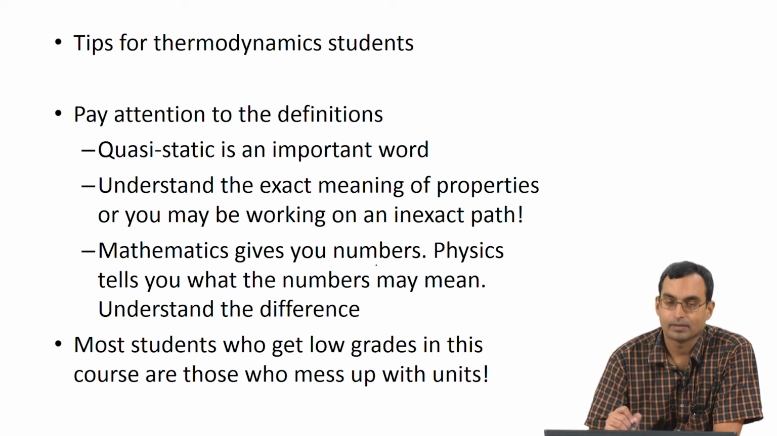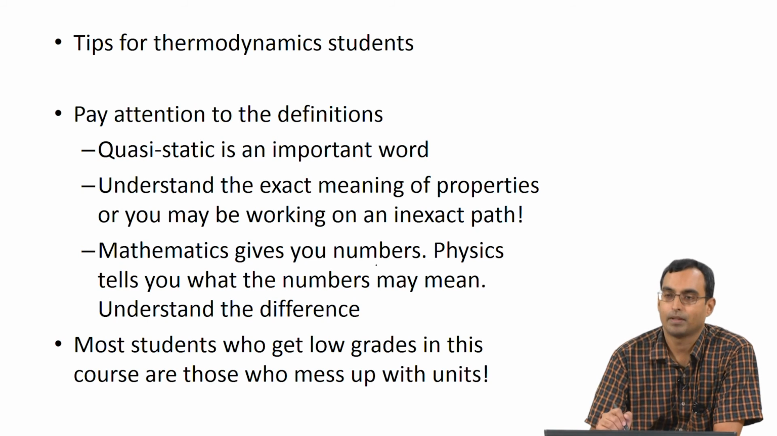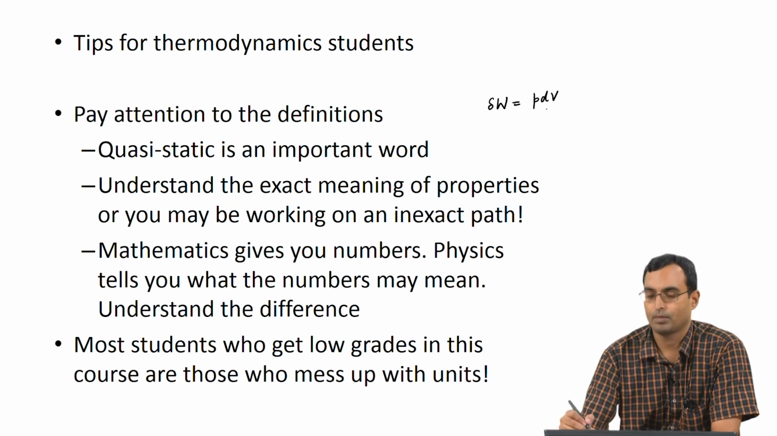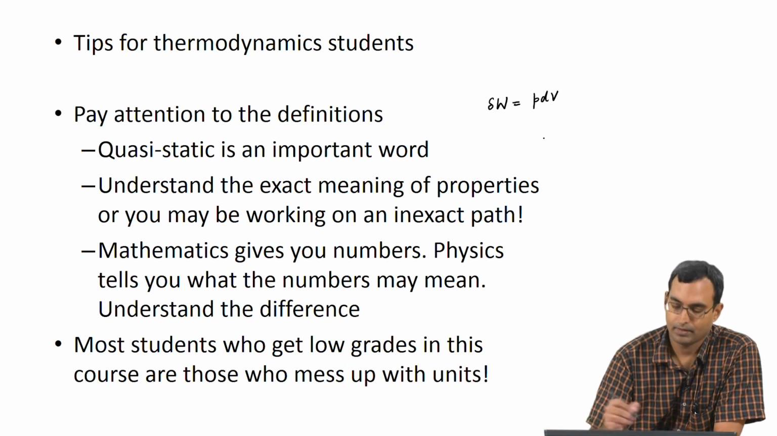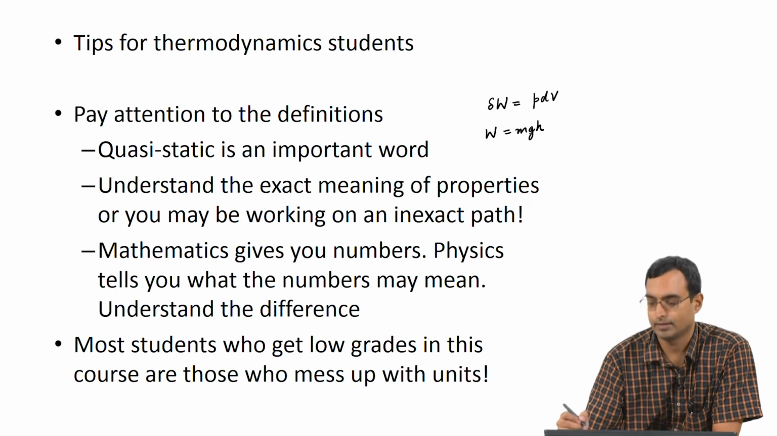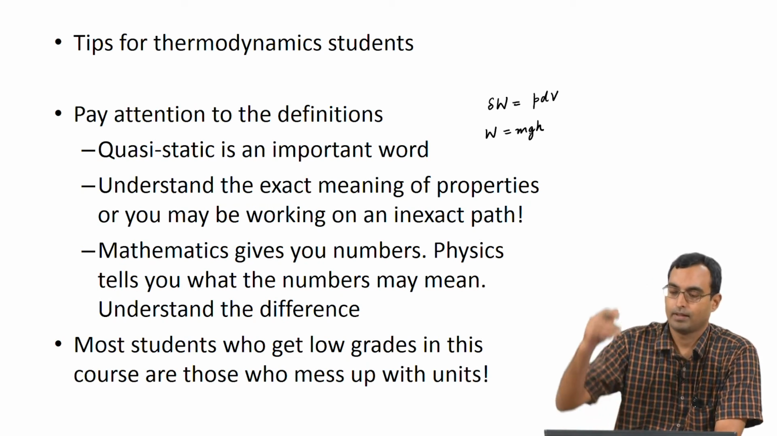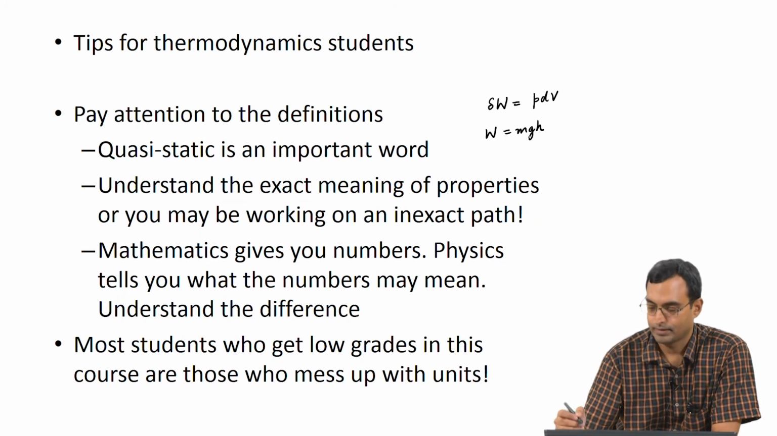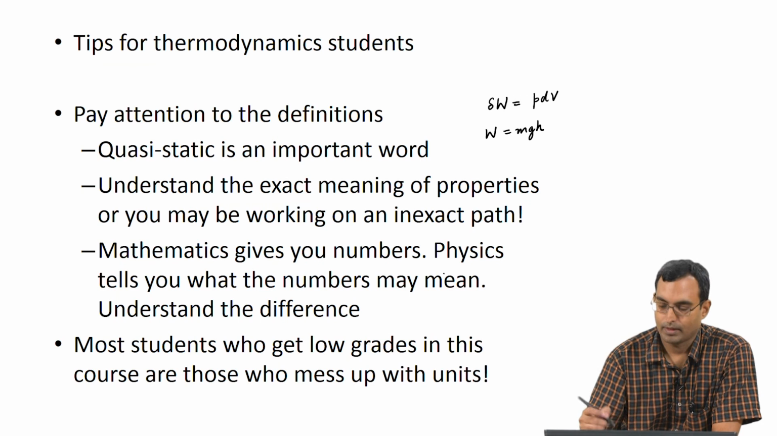Mathematics gives us numbers. Physics tells us what the numbers may mean. For example, if I blindly write a formula W equal to PdV, the formula is something. Or if I write, for example, in the previous case W equal to mgh, this is a formula. The math tells me I can always calculate this. So, even in the case of, for example, an apple dropping, I can calculate mg into h. Okay, that is mathematics. Physics tells me what the numbers mean.